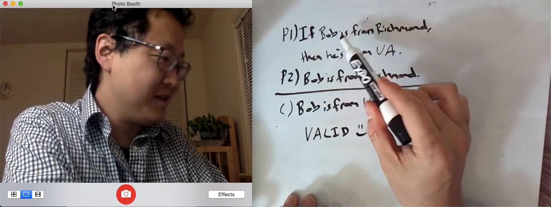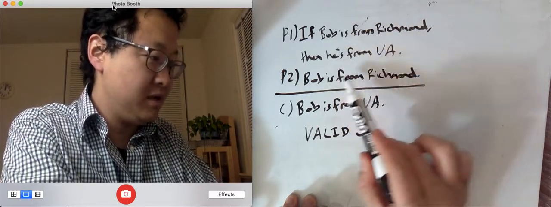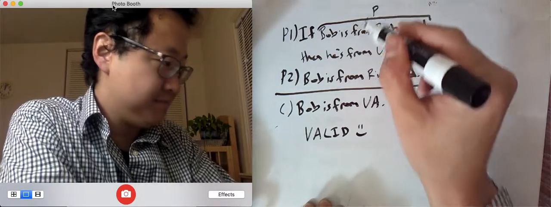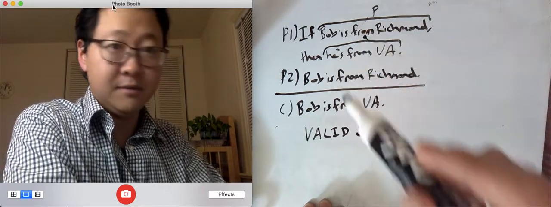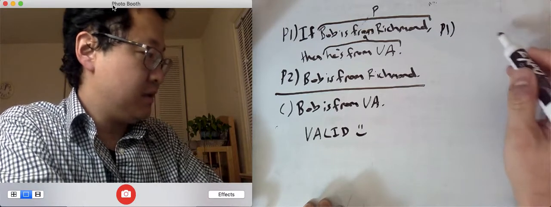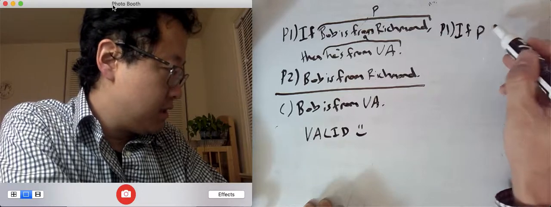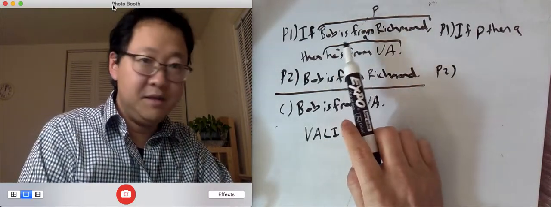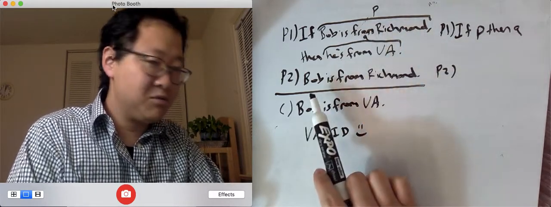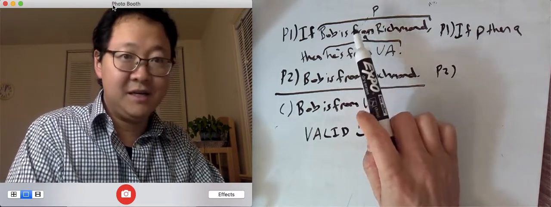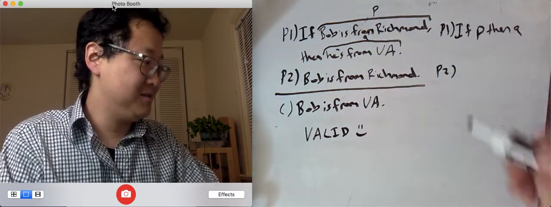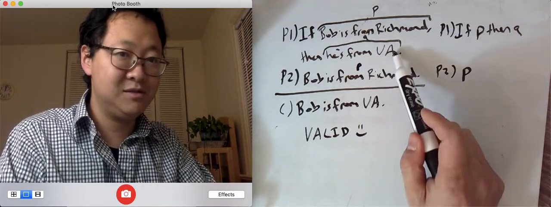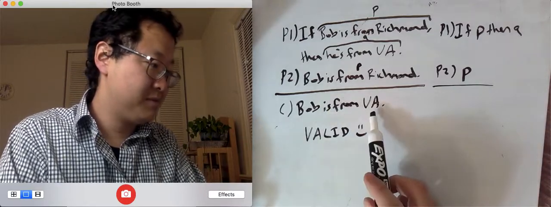Well, anytime we have something that goes, if something, then something, so if blah, then blah, blah, therefore blah. So let's call this, Bob is from Richmond, P, and he's from Virginia, we can call that Q. So premise one, if P, then Q. Premise two. Now, in this sentence, if Bob is from Richmond, then he's from Virginia, what are we saying here? Bob is from Richmond. Are we saying the P or the Q? We're saying the P. So P, Bob is from Richmond. Because P means Bob is from Richmond, Q means he's from Virginia. Bob is from Richmond. Therefore, Bob is from Virginia. That's Q.